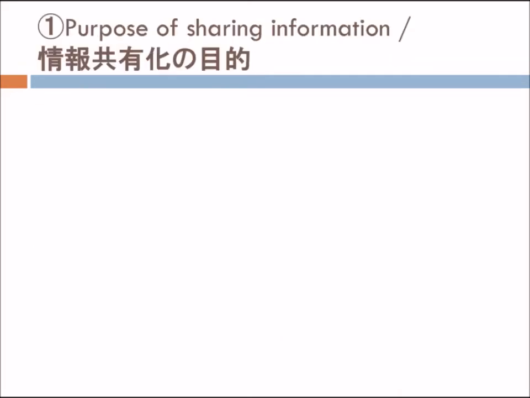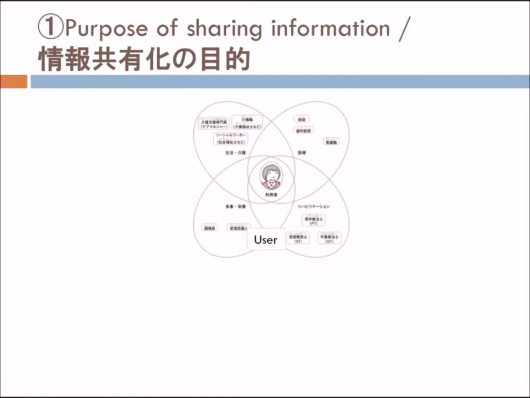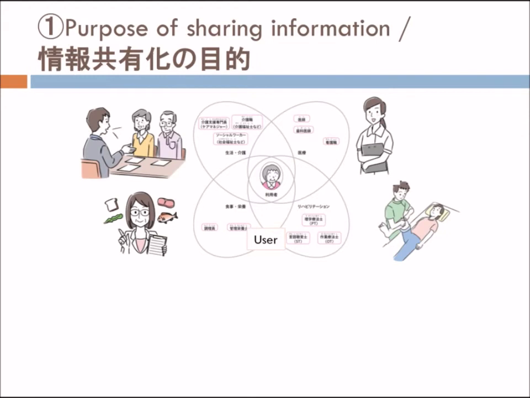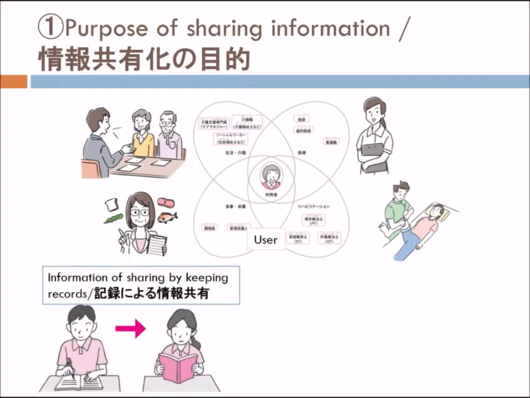Purpose of sharing information. Nursing care is provided not by care workers only, but in cooperation with medical and other staff in a team. The team members share the contents of nursing care and medical information in order to provide the user with better nursing care services. There are 2 methods of sharing information. Information sharing by keeping records like care plans, case records, handover notebooks, etc.